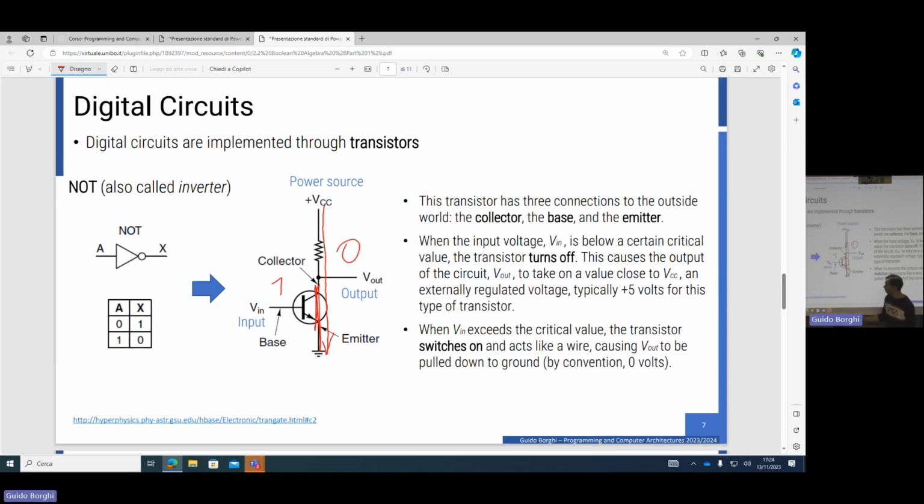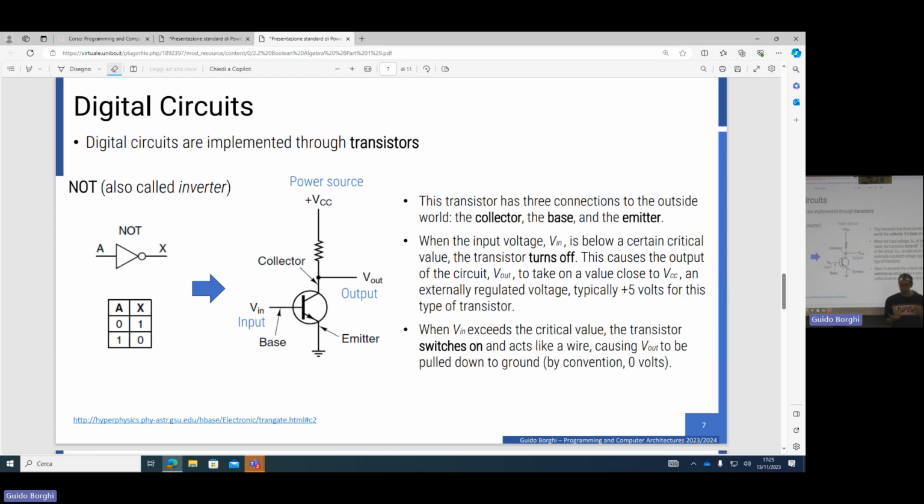Second condition, 1 in input and 0 in output. That's all. Okay, this is the only example that we see together, just to understand that it's possible to use transistors to implement the logical behavior of our gates. So it's possible to create computers. It's possible to build an ALU. It's possible to build a central processing unit.